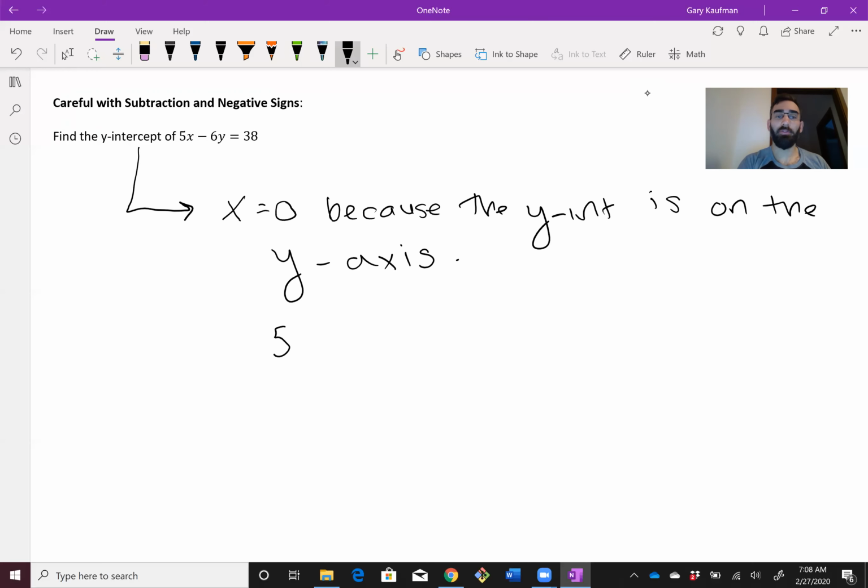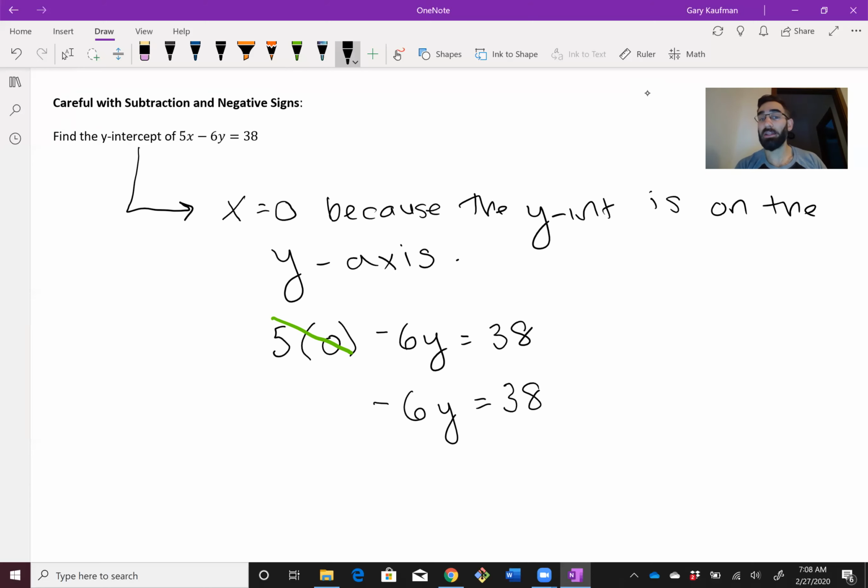So 5 times 0 minus 6y equals 38. Well, this eliminates. And notice that negative 6y comes down. A lot of us lost that negative, and so all of a sudden we were dividing by a positive 6, not a negative 6. Now I know this is a new made up question, but it's similar to one from yesterday. Divide by negative 6 and I get y equals, well, I'm just going to make this a fraction. I'm going to reduce it though. It's going to become a negative 19 over 3.